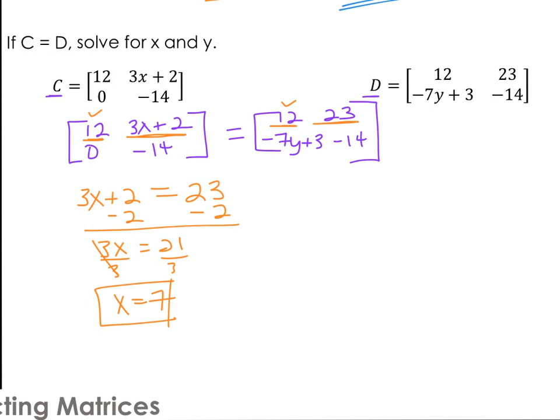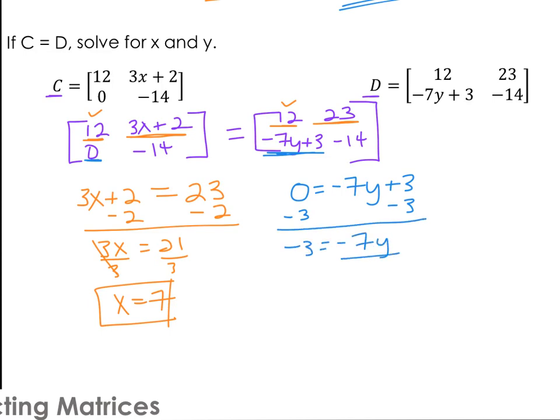Then in that second row, we're still going to keep going. I have 0 in the first column, but negative 7y plus 3 in the second column. They have to be equal for the matrices to be equal. Therefore, 0 has to equal negative 7y plus 3. And again, it throws in another slight algebra 1 concept for us. But now when we move 3 over, it's negative. 0 minus 3 is negative 3. And then when we divide by negative 7, we get a fraction answer. And it's likely that that's going to happen. 2 negatives make a positive though, therefore y equals 3/7.